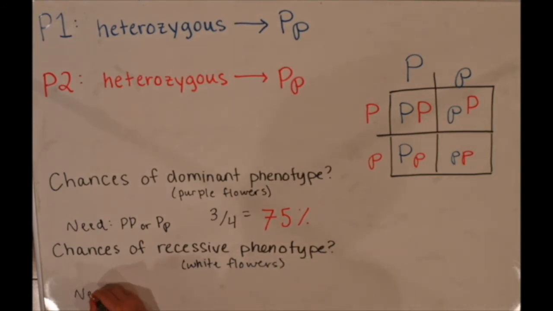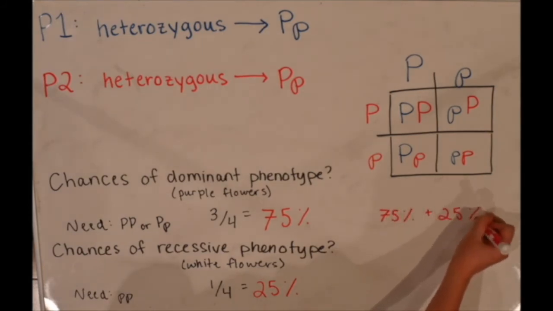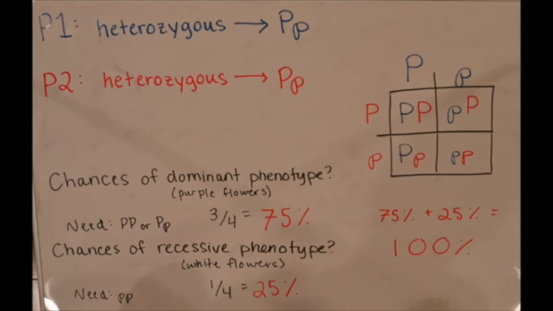Following a very similar procedure for the recessive phenotype, we know we need just those two recessive alleles. There's only one case of that, so we've got 1/4, which gives us 25%. Once again, if we add up these percentages, we'll get 100%, which should make sense because any offspring of these two parents can only be either dominant phenotyped and with purple flowers or recessively phenotyped with white flowers. I think I made up the word phenotyped, but still, that 100% covers every possible physical expression of the trait.